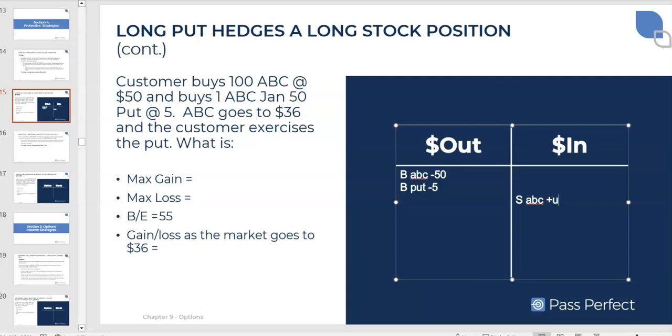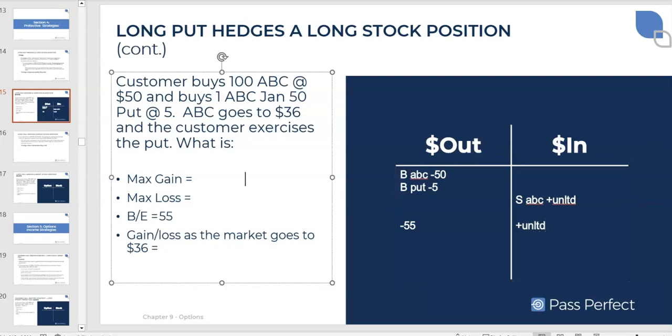Unlimited. Right, because it can still conceivably, anyway, go to infinity. In which we still have the scenario where 55 went out and infinity comes in, and therefore maximum possible gain is still conceivably unlimited.